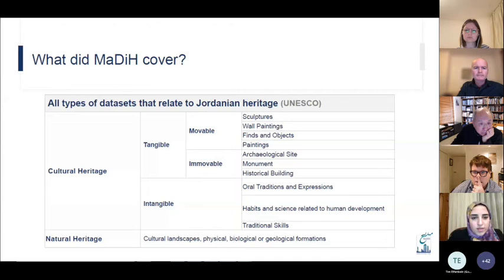So what have we covered? As I told you, we were discovering at this stage. So we have looked at all types of data sets that relate to the cultural heritage of Jordan. We decided not to cover the natural heritage unless it links to the cultural heritage. And at the first stage, we looked at everything related to the tangible and intangible cultural heritage based on the UNESCO definition, to see what is there.